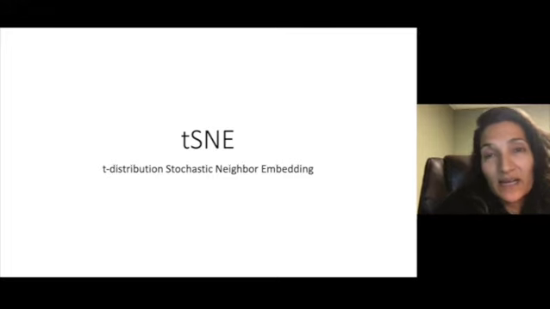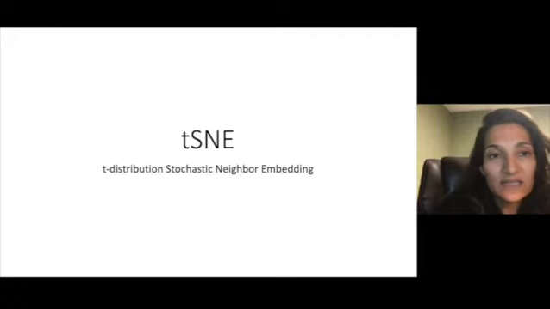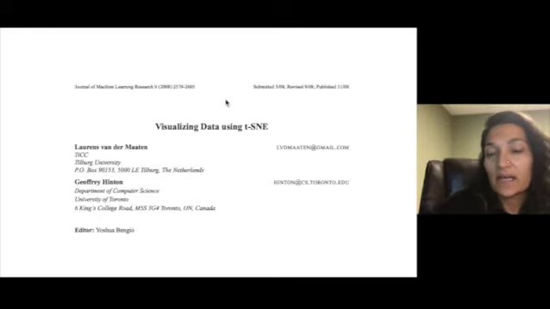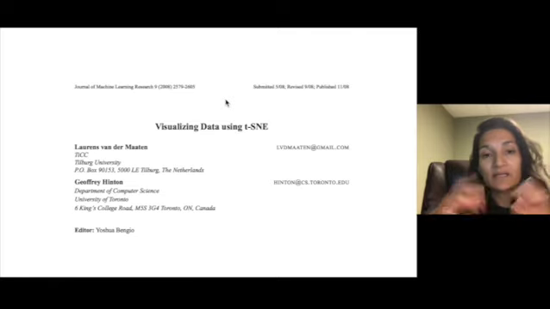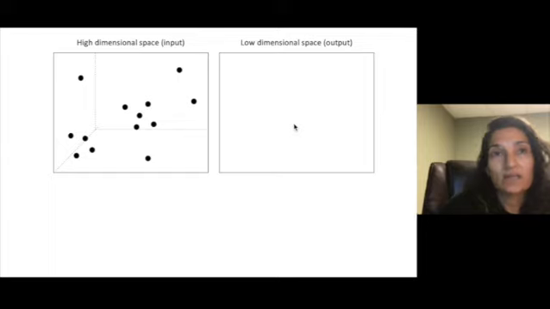Hello everyone. Today we're going to talk about tSNE, or T-distribution stochastic neighbor embedding. tSNE is not only one of the most popular methods for visualizing high-dimensional data, but it was also one of the first methods that ever came out where the dimensionality reduction was designed primarily for visualization.